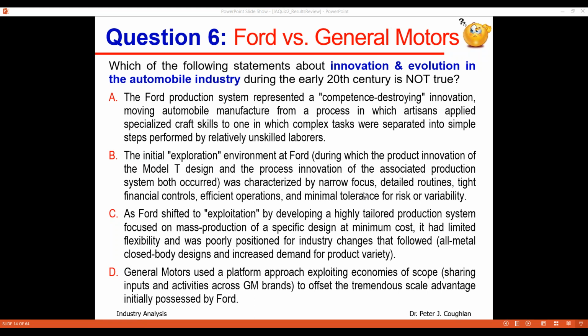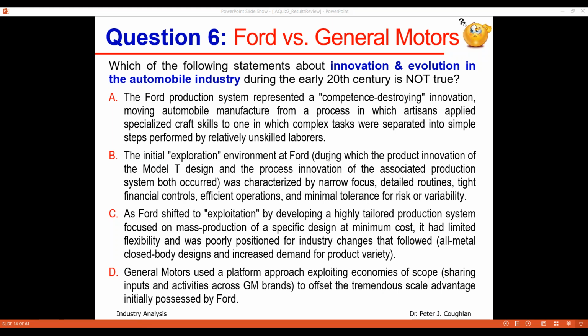So question 6 is another one of the challenging questions, and this is about Ford versus GM. Which of the following statements about innovation and evolution in the automobile industry during the early 20th century is not true? So which of these is not true? Again, A, the Ford production system represented a competence-destroying innovation moving automobile manufacture from a process in which artisans applied specialized craft skills to one in which complex tasks were separated into simple steps performed by relatively unskilled laborers.